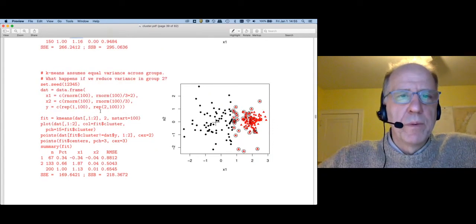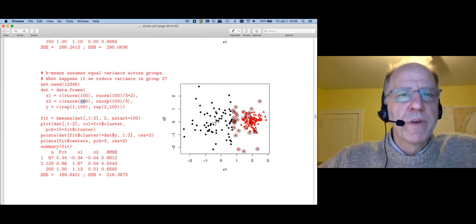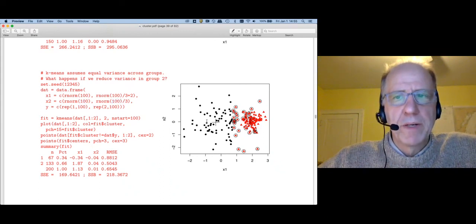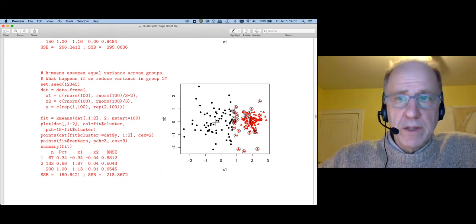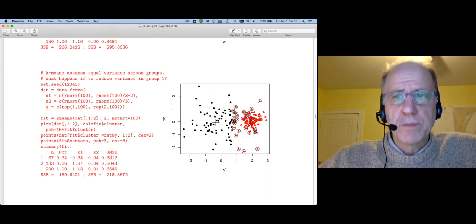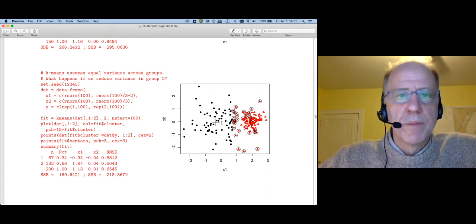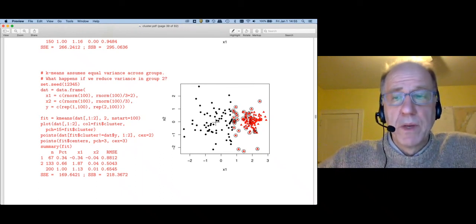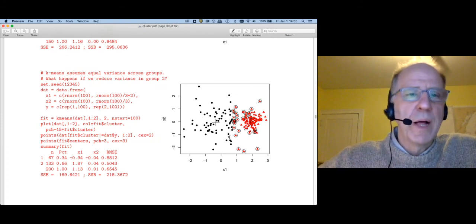In this example, let's have the same number of observations in each cluster, but I'm going to make the variance of the right cluster much smaller than the black one. So this is a little bit like the mouse example. And just as with the mouse example, we see the red cluster is swallowing up observations that should be black.